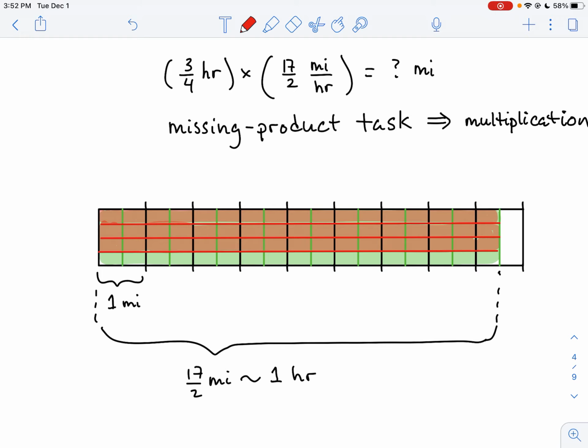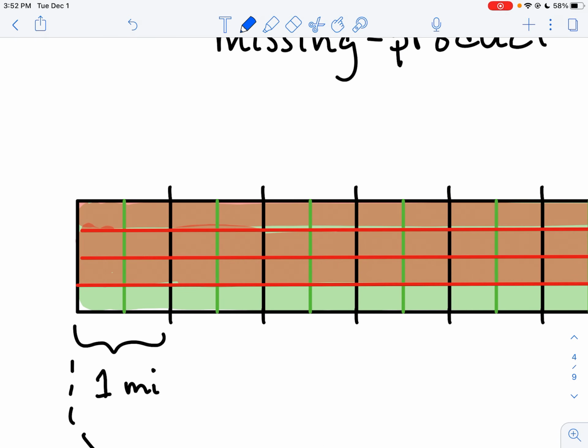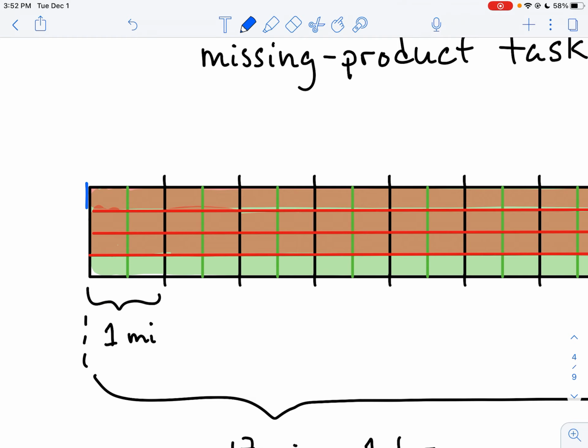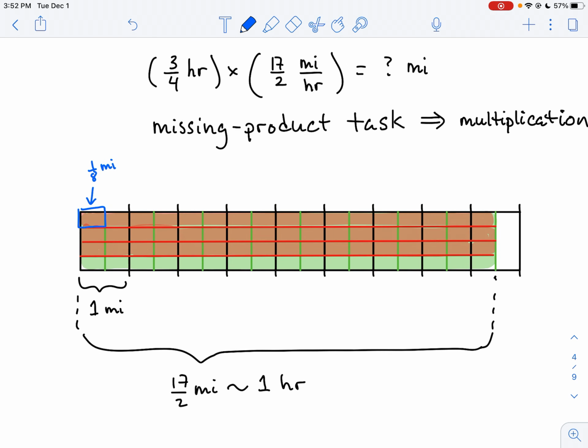And we want to figure out exactly how many miles that corresponds to. Well, if you were to focus on each little piece, let's do these little pieces right here. That piece right there is how much of a mile? Well, keep in mind that all of this was 1 mile. So that top left piece is 1/8 of a mile. The question is, how much time does that correspond to?